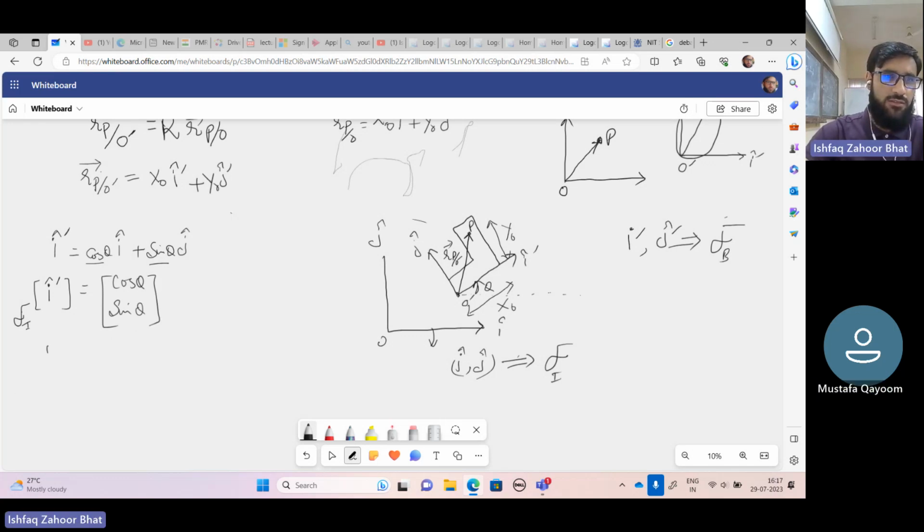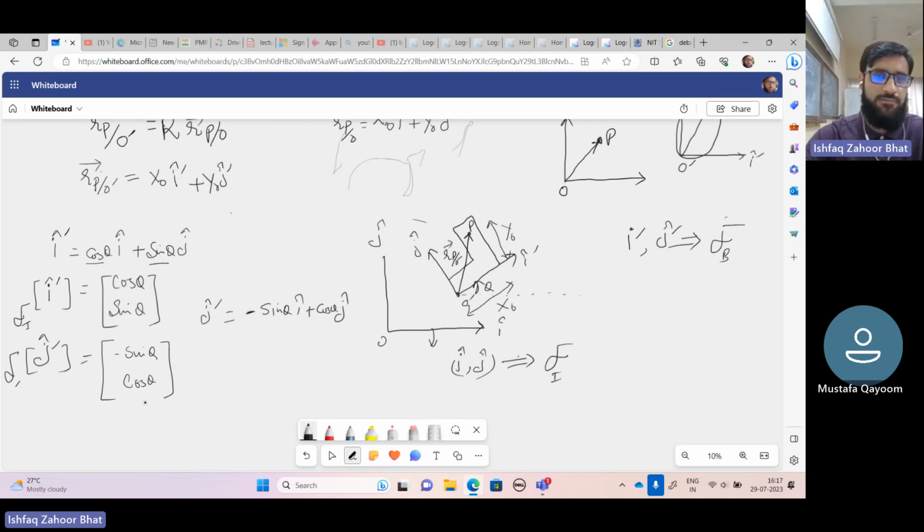Similarly, you can represent this J dash in the fixed frame. So J dash is this. It will make this angle with the vertical. Along the x-axis, it will be minus sine of theta I, and plus cos of theta J. Is it clear? Yes, clear. So we have two components for it: minus sine of theta and cos of theta. Now we can rewrite this RPO.